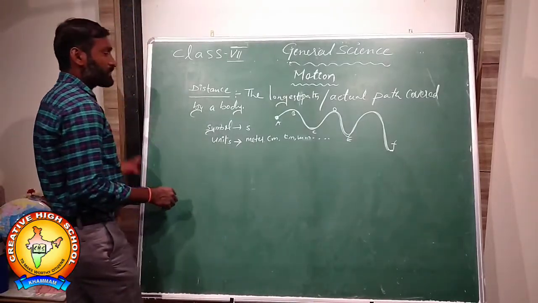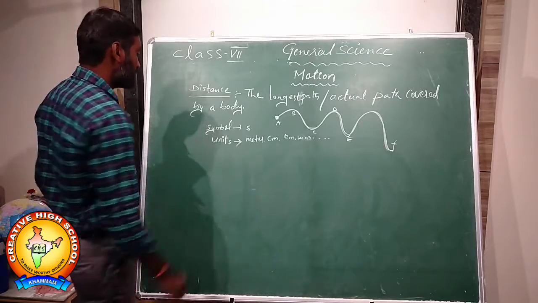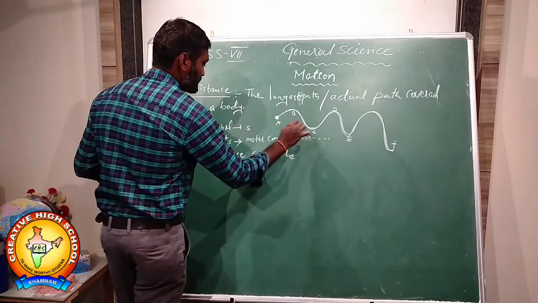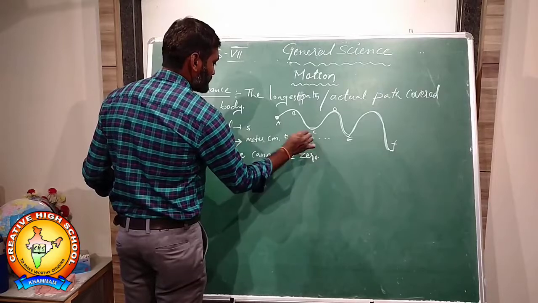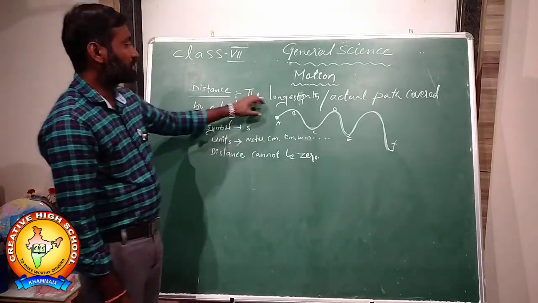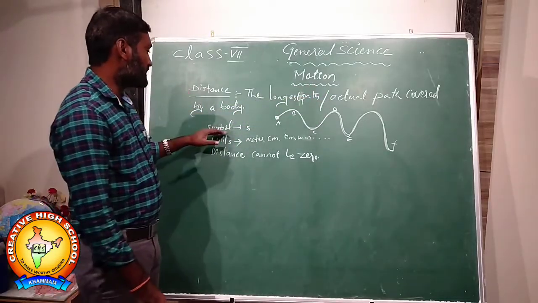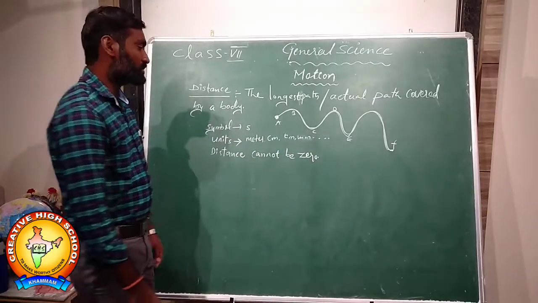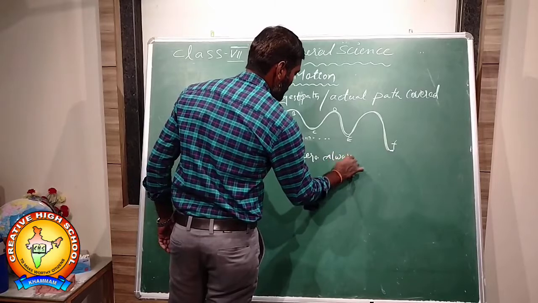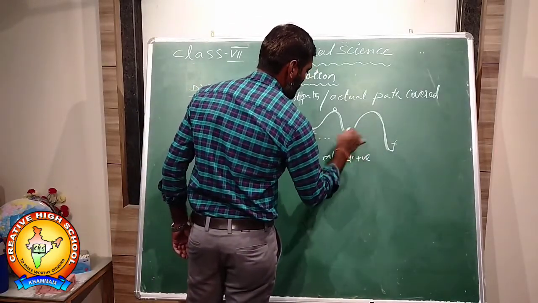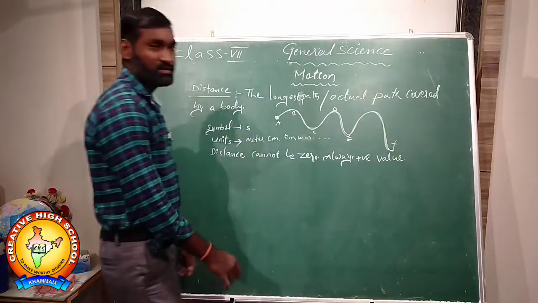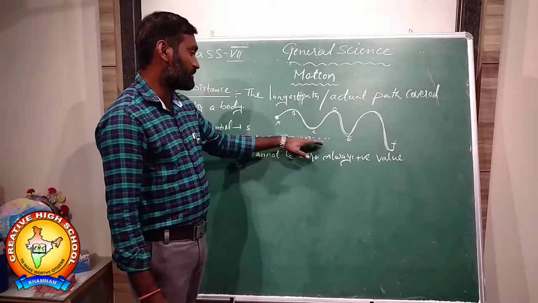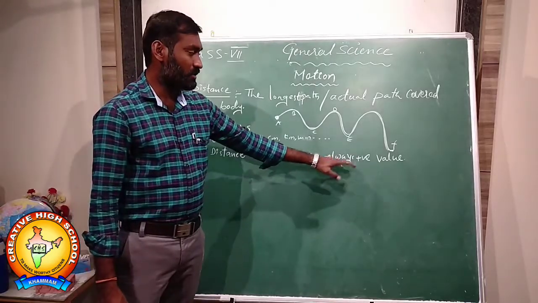Distance cannot be zero. Distance will always have some value. The longest path or actual path covered by a body; symbol is S; units are meter, centimeter, kilometer, millimeter. Distance cannot be zero. It is always positive, always having some positive value.